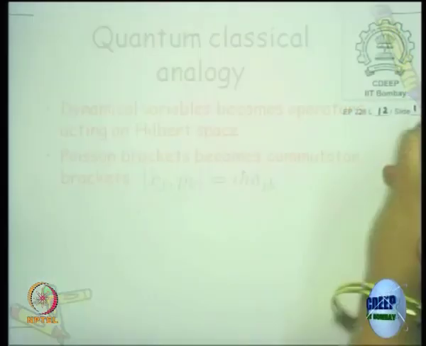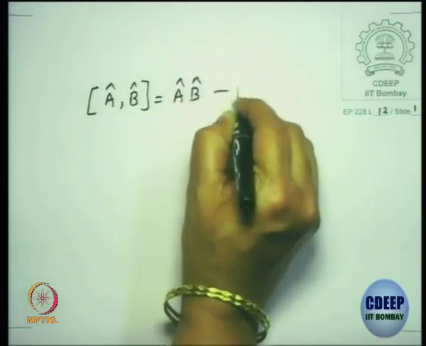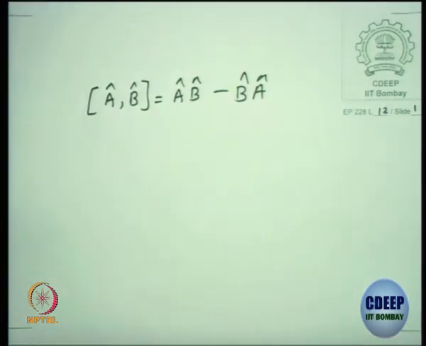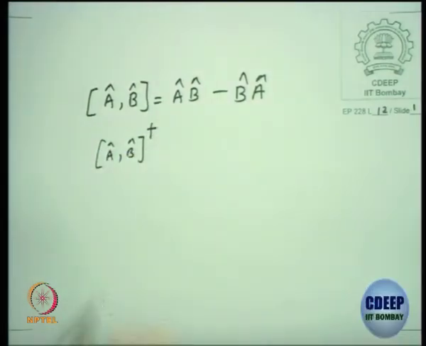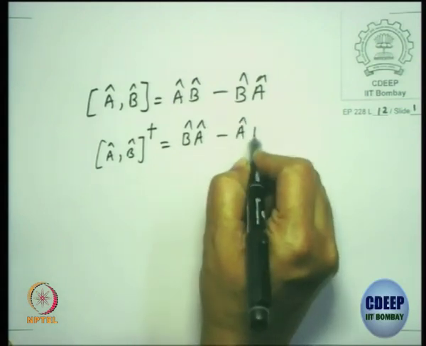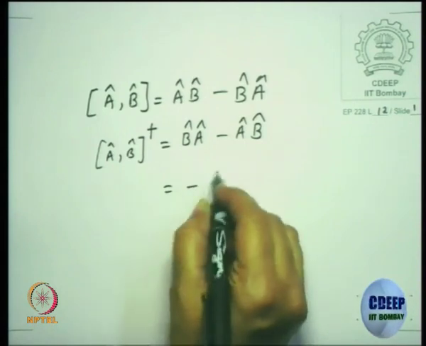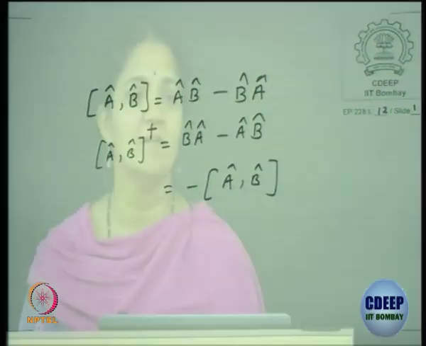What is a commutator bracket? A commutator of A comma B is AB minus BA. A and B are Hermitian operators. Let's take them to correspond to observables. When you do the commutator, what happens? Suppose I want to find the dagger of this. What is this? B dagger A dagger minus A dagger B dagger, that is, BA minus AB. Is that right? That is nothing but minus the commutator of A with B. So something is bothering us. If you have two observables which are Hermitian operators, the commutator is not a Hermitian operator, right?